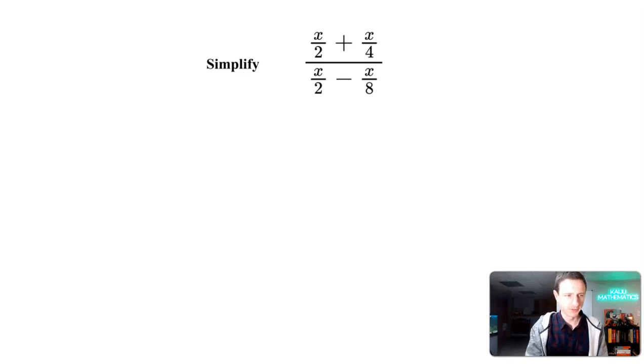We're going to take a look at this interesting simplification problem. We have x over 2 plus x over 4, all being divided by x over 2 minus x over 8. So the first step that I would take here is trying to find that LCD, just to condense things down, because we have these messy fractions.